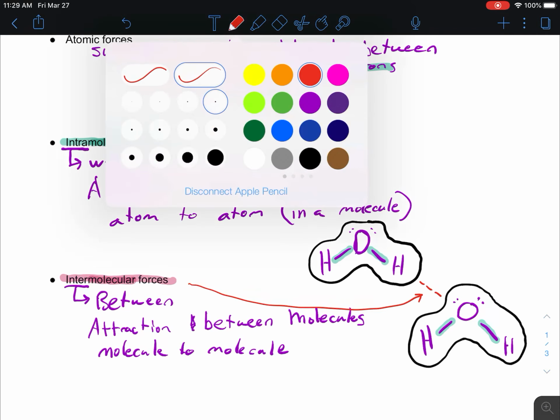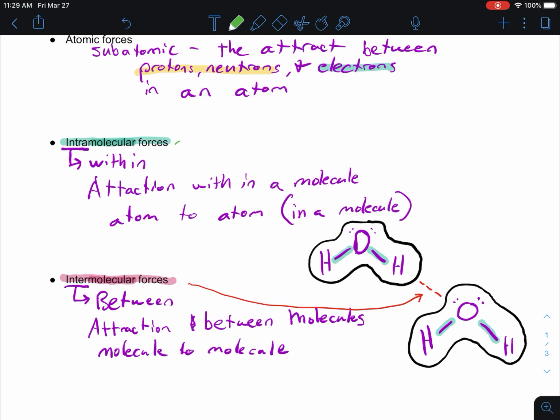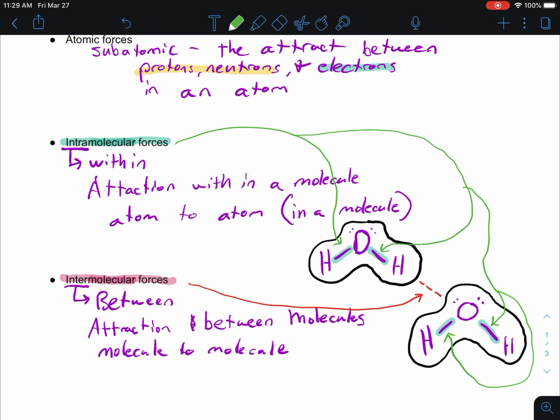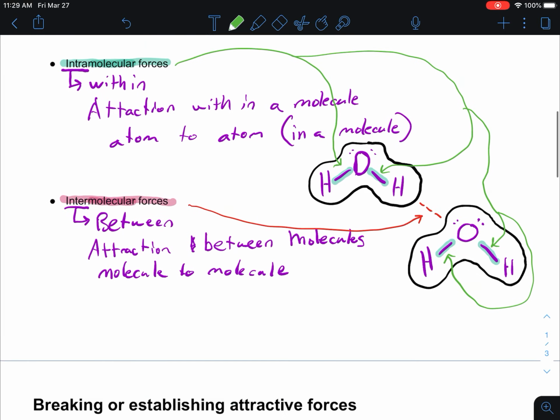There's your intermolecular forces, and there's your intramolecular force. This intermolecular force would exist when it's a solid or a liquid. They would not exist when it's a gas because the water molecules would just be bouncing off each other as a gas.